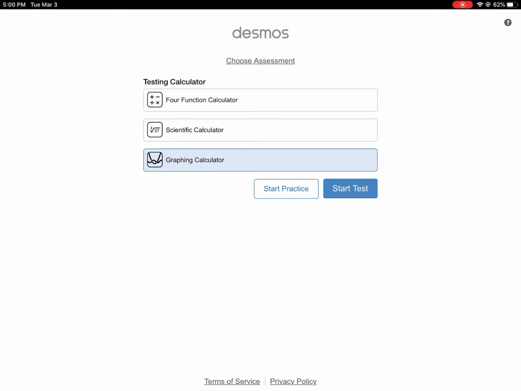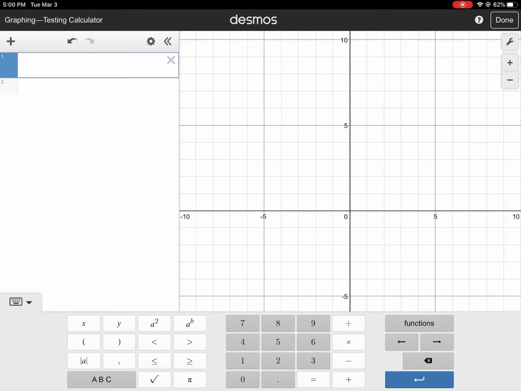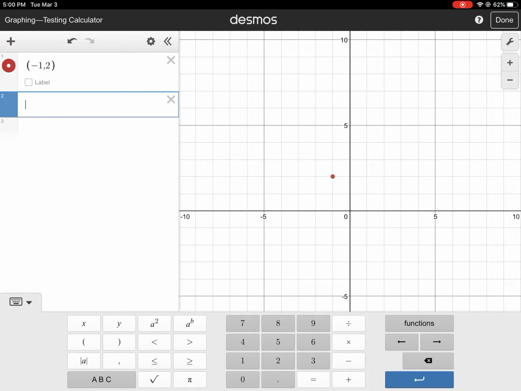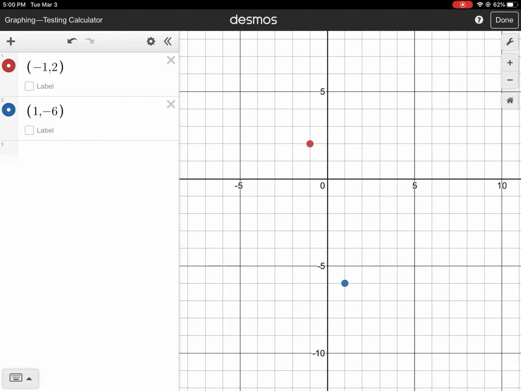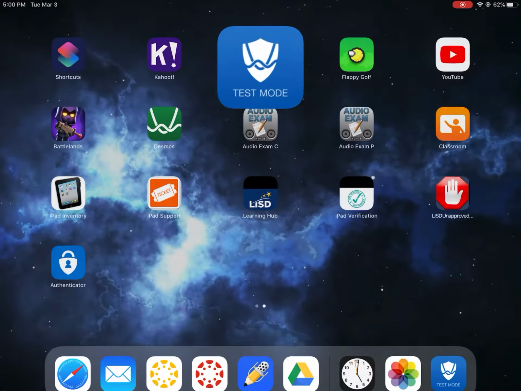So let's go talk about what information they actually gave me here. I'm going to pull up the problem so I know exactly what it is, because I don't want to switch back and forth between Notability and this. The vertex they gave us was (-1, 2), and then they gave us a point, (1, -6). They want us to write an equation that has a vertex at the red point and goes through the blue point.